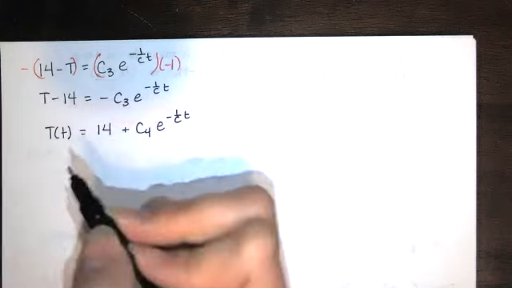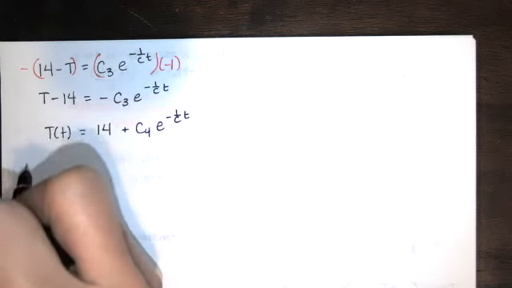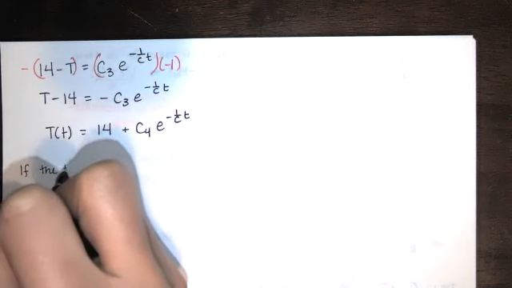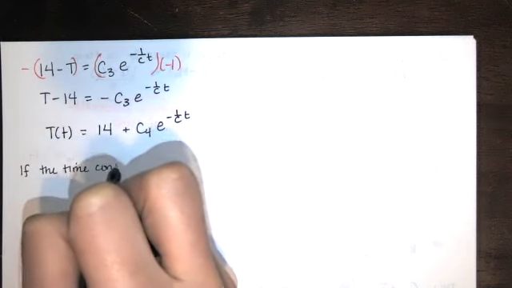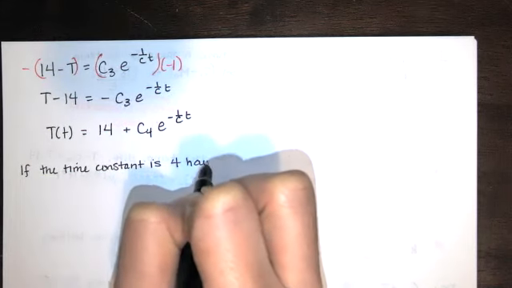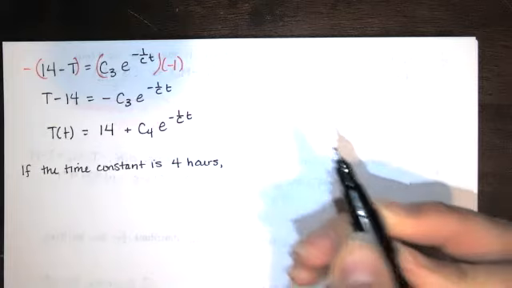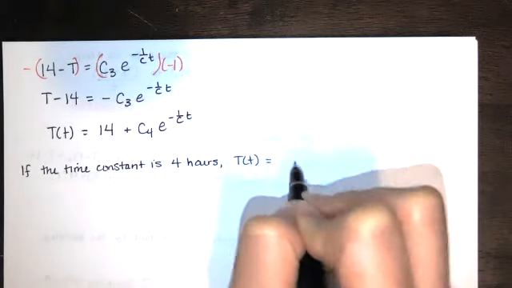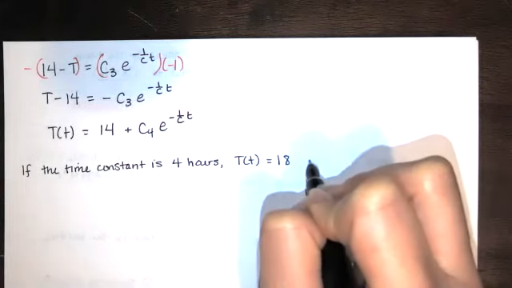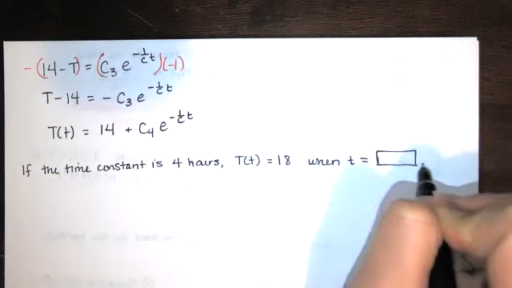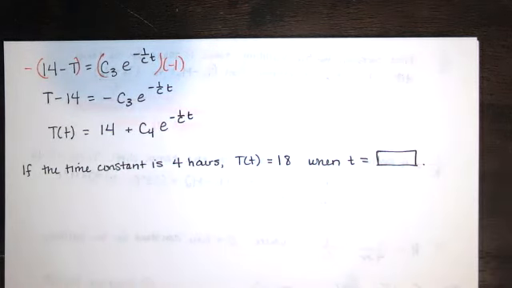So when they ask us for the first question, when the time constant is, or if the time constant is 4 hours, T of t, that's the temperature inside the building, will be equal to 18 degrees when t equals blank. That many hours after noon, because t equals 0 corresponded to noon, right?